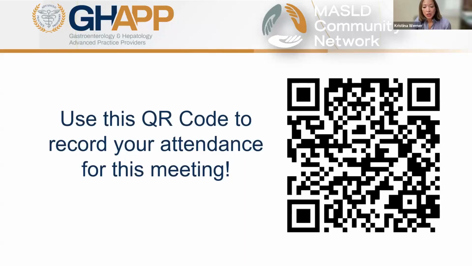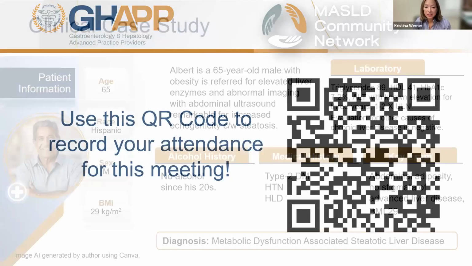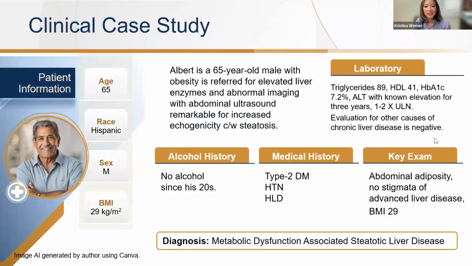So we're going to start with our case study. Our patient is Albert, and he is a 65-year-old male with obesity, referred to our clinic for elevated liver enzymes and abdominal imaging with abdominal ultrasound, with remarkable increase in echogenicity or steatosis.